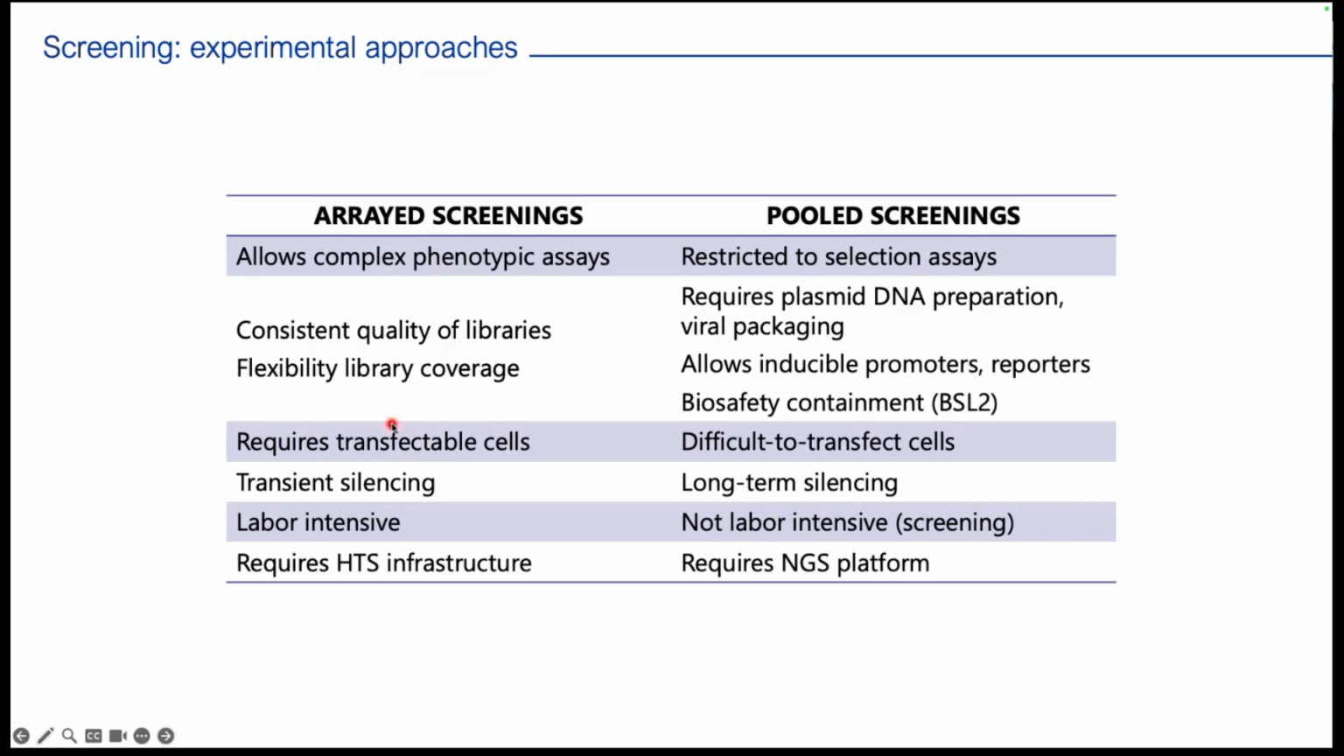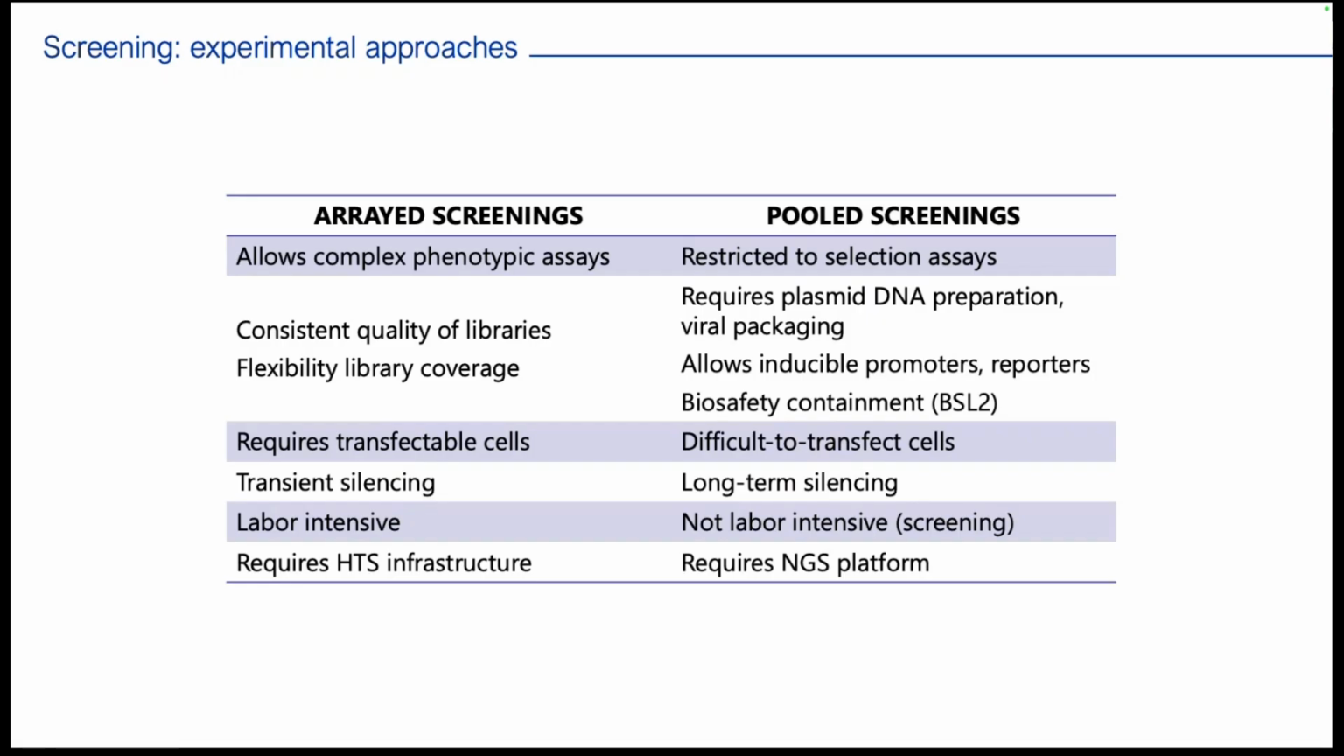In terms of cell target, if we're thinking of genomic screenings, we need cells that are able to be transfected. This is not an issue if it's a drug screening, but if it's a functional genomic screening, we need cells that are transfectable. Whereas here, because we're using lentivirus, we can also transduce difficult-to-transfect cells, which is a great advantage. As for the duration of the silencing or other types of gene modulation, here it is transient because it's a synthetic molecule, and here it is more permanent because it's a vector.